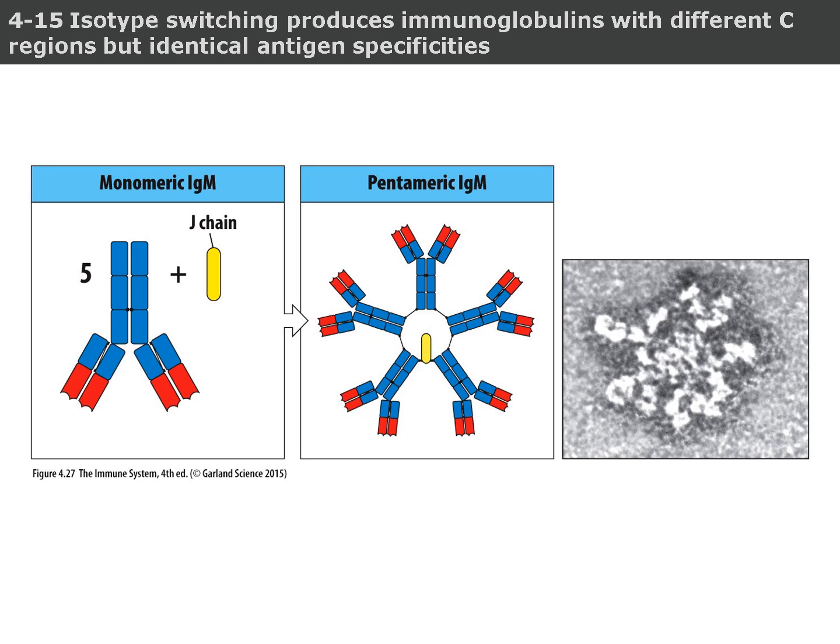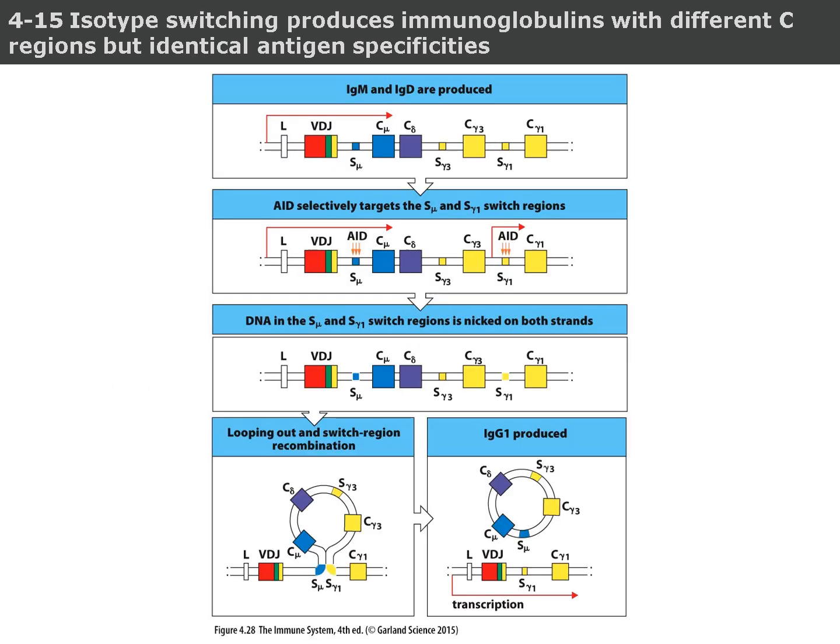Although the constant region changes during this structural shift, the variable region, the part responsible for recognizing antigens, remains the same. This preserves antigen specificity while enhancing the antibody's functional capabilities. The image on the far right shows an electron micrograph of pentameric immunoglobulin M, confirming its distinct 5-unit arrangement. This figure illustrates the molecular process of isotype switching, which allows a B cell to produce antibodies with the same antigen specificity but different constant regions.